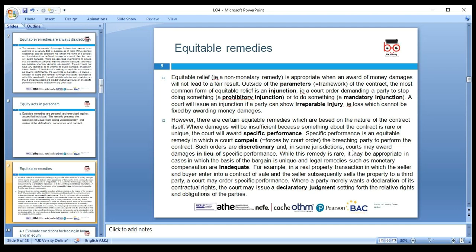For example, a real property transaction in which the seller and the buyer enter into a contract of sale. The seller subsequently sells the property to a third party, and the court may order specific performance because you breach the contract. Where the party merely wants a declaration of its contractual rights, the court may issue a declaratory judgment setting out the relative rights and obligations of the parties.